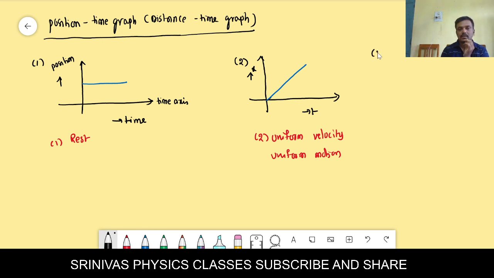Third one is non-uniform motion. For non-uniform motion, how will it be? The graph will be like this, just like a curve you will get.